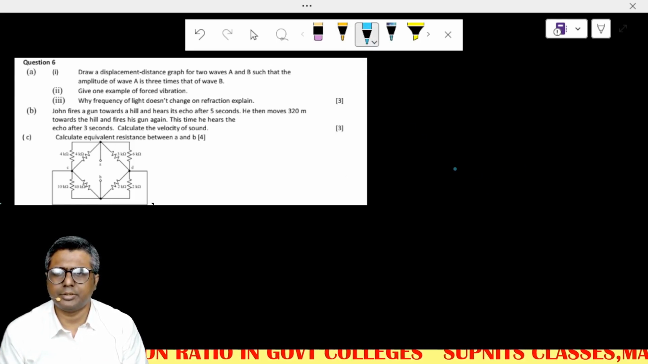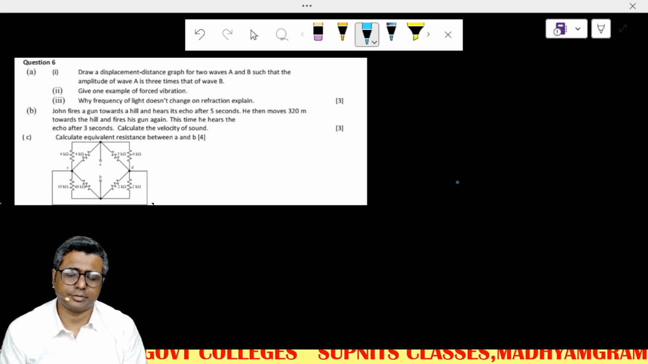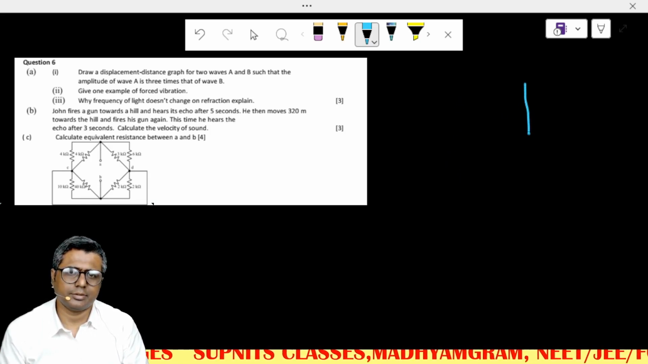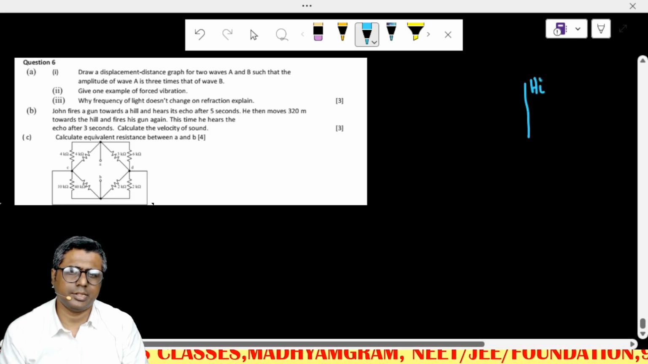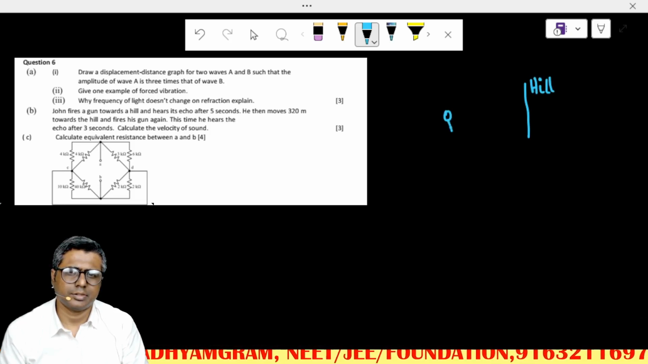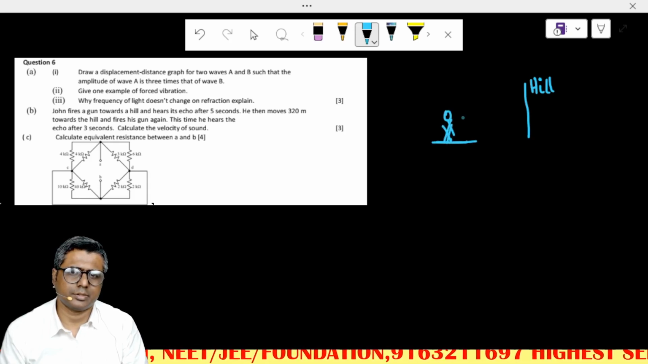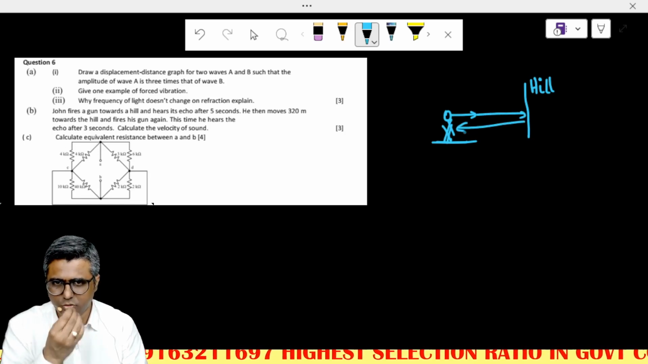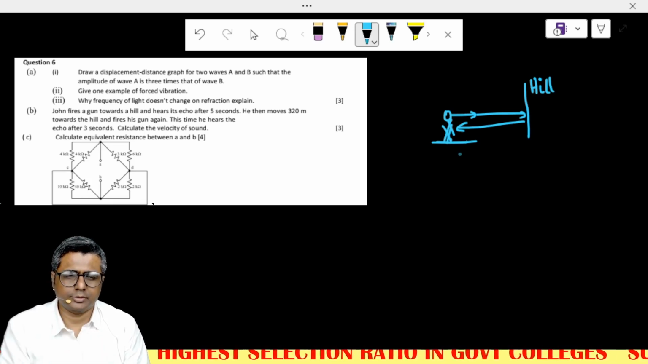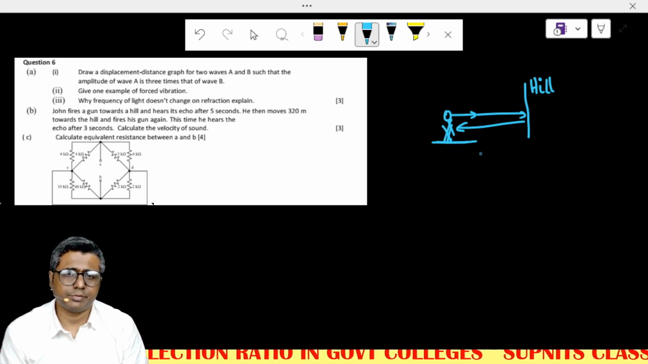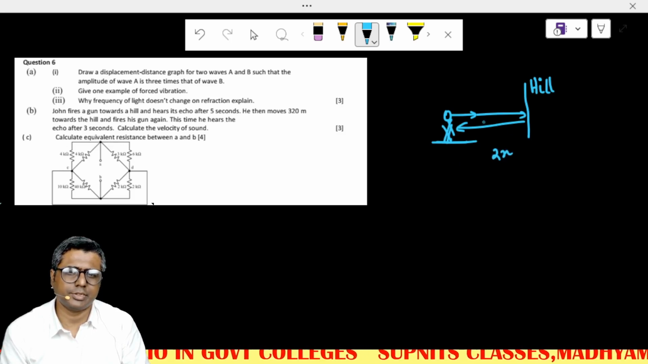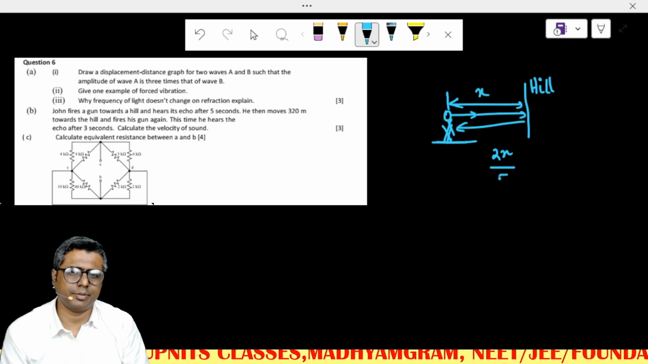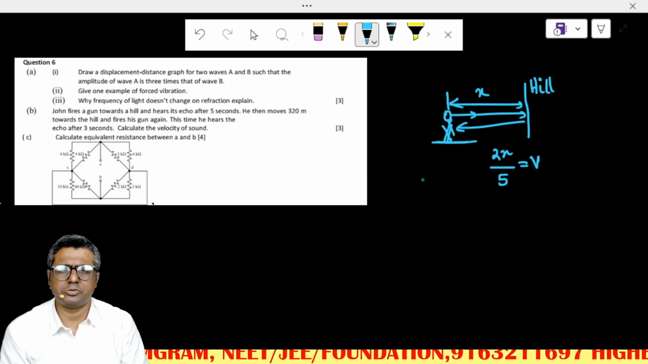John fires a gun towards the hill and hears the echo after 5 seconds. So here is the hill, and from here he fires the gun and the gunshot gives an echo and he hears it after 5 seconds. So I can say if this distance is x, then 2x by 5 will be equal to the velocity of sound, and then he moves 320 meters back.